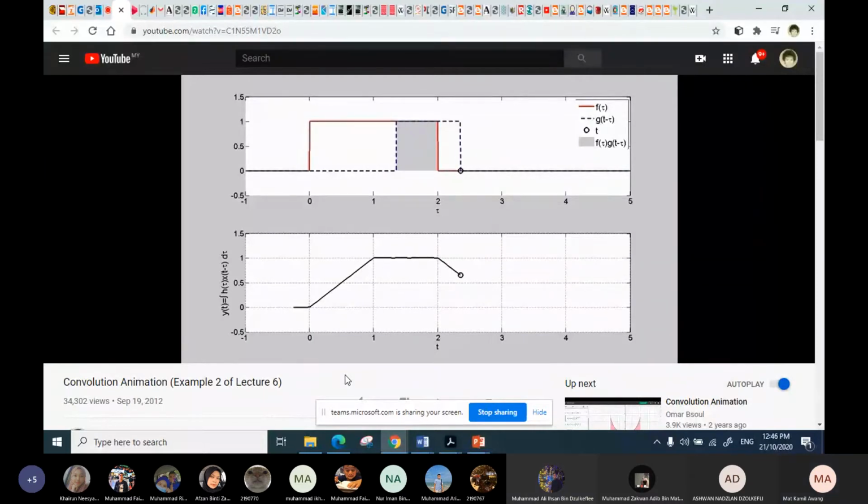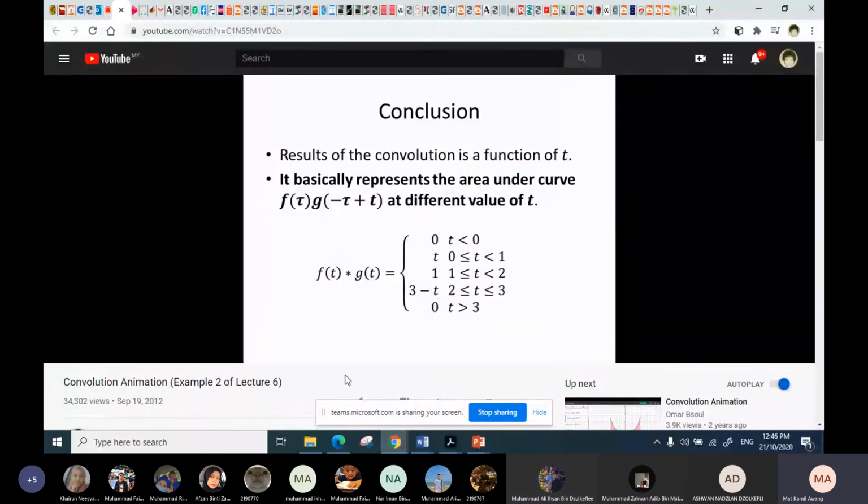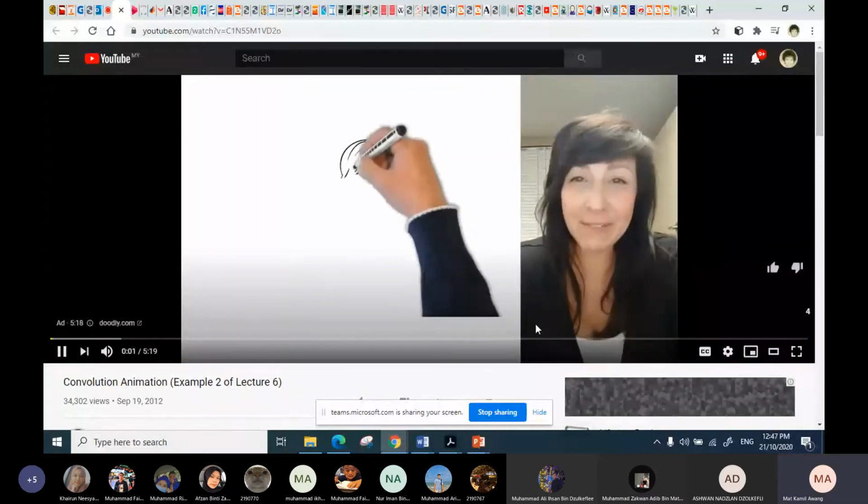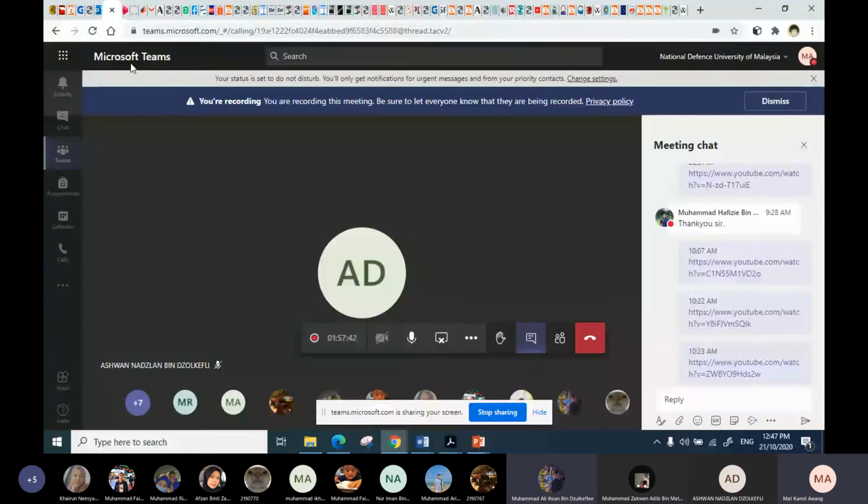Okay, nampak? That is the operation of convolution. Then all zero after that. So that is the result of the convolution of two signals, the result being a function of t.